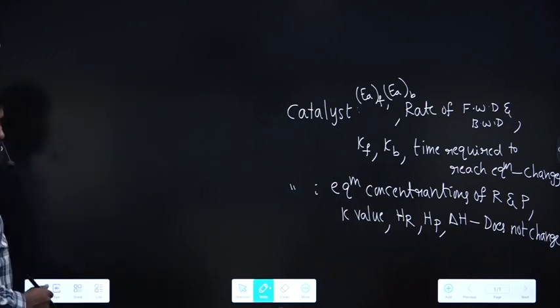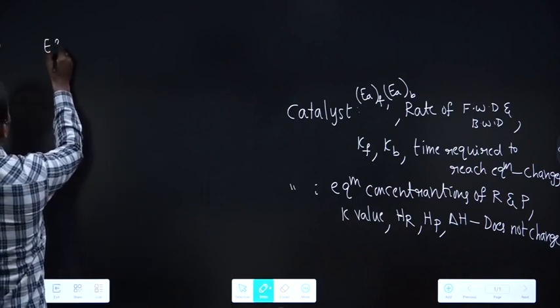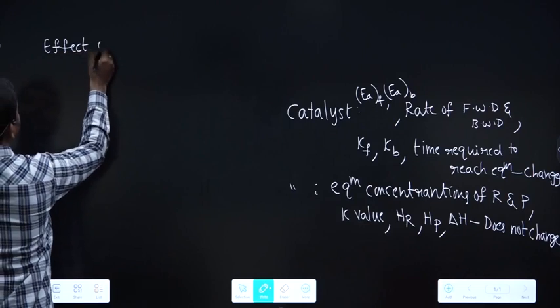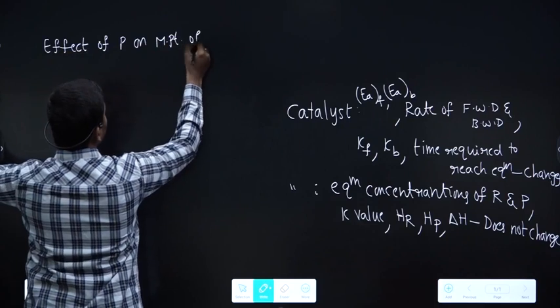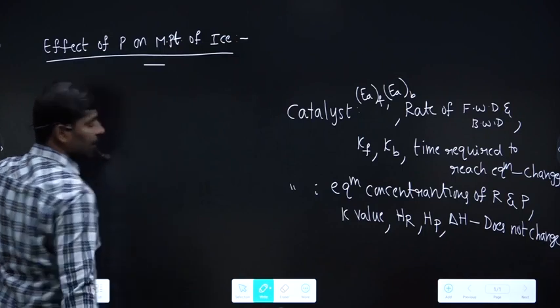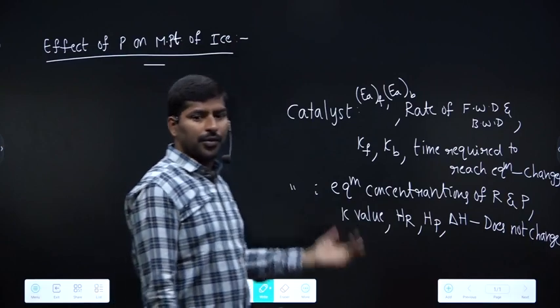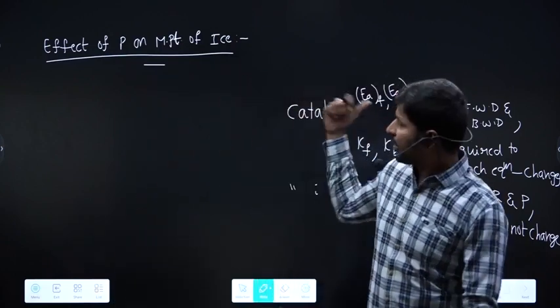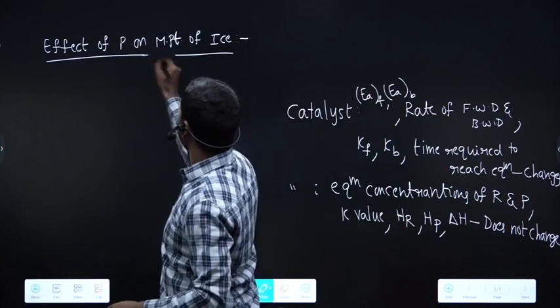Okay, so based on Le-Chatelier principle, we can explain the effect of pressure on the melting point of ice. So we are taking a physical process. Melting of ice is a physical process or chemical process? Physical process. So by Le-Chatelier principle we can explain both physical process and chemical process, and the effect of pressure on melting point of ice.